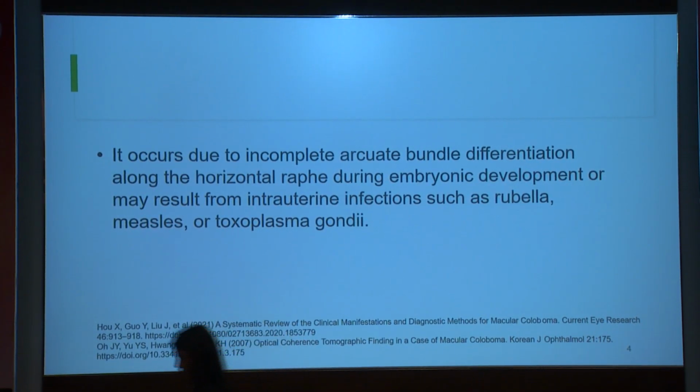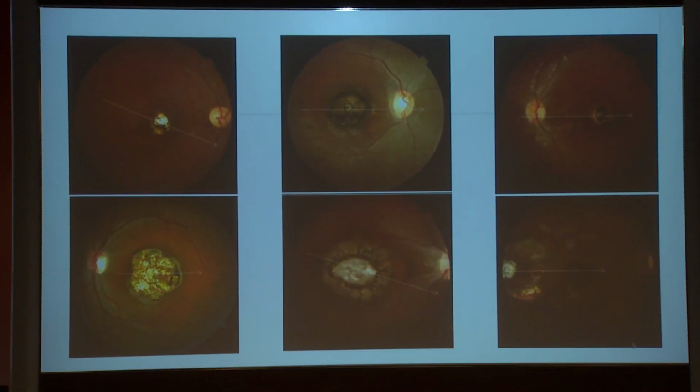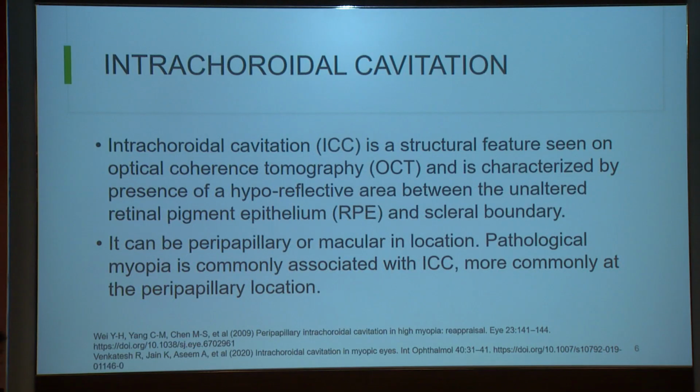It occurs due to incomplete arcuate bundle differentiation along the horizontal raphe during embryonic development, or may result from intrauterine infections such as rubella, measles, or even Toxoplasma gondii. Here are a few images of different types of macular coloboma which have been seen in the literature.